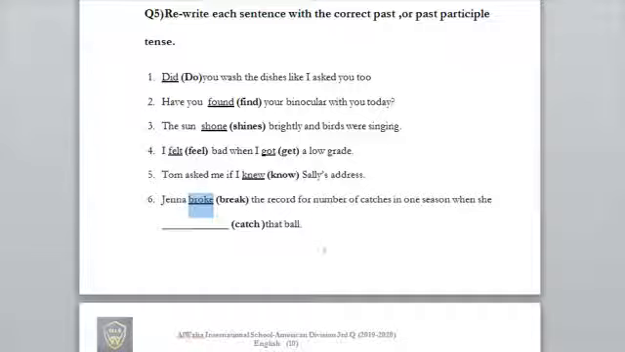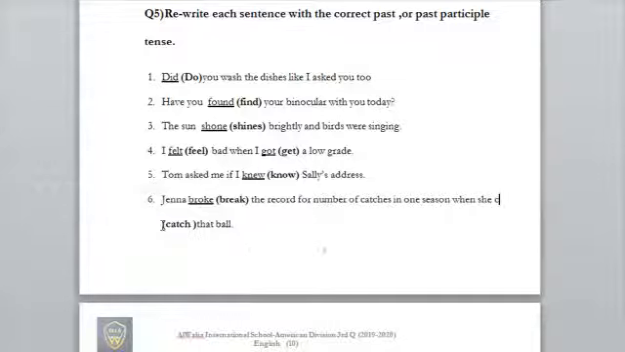Yes, yes, yes, yes. You are saying the answer, by the way. When she caught, the past is caught. How do I write caught? Catch and caught? It's not C. Let me remind you again for the millionth time.